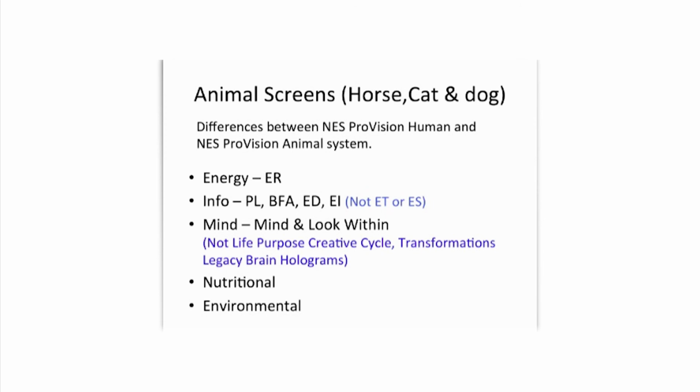But in the animal area, we don't have access to the terrains and the stars. So the ETs and the ESs are not visible on the animal system. In the mind area, we have the mind and the look within, and we see representations of the mind responses as related to ERs and integrators. But we don't see the areas of life purpose, the creative cycle, we don't see transformations, and we don't see legacy brain holograms. That information is still represented through the ERs and the mind area alone.